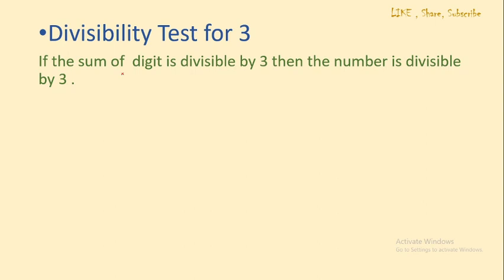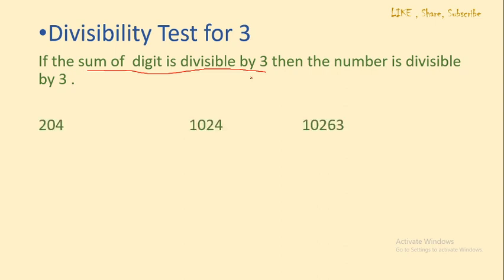So for the divisibility test for 3, it is the sum of the digits that must be divisible by 3. Very simple. If you add all the digits in the given number, and that sum is divisible by 3, then surely your whole number is going to be divisible by 3.